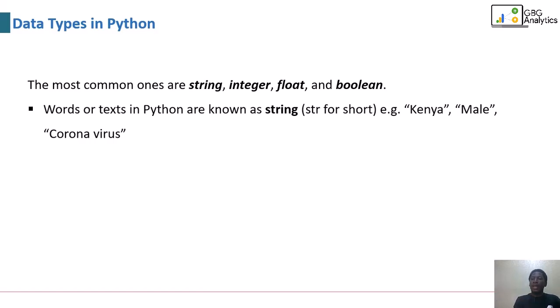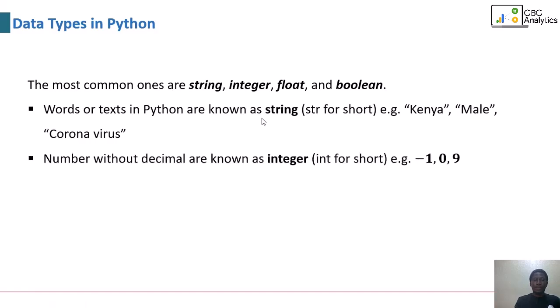So for example, here we have Kenya in quotation. For male, we also have it in quotation. For coronavirus, we have it in quotation. We also have another example: you can say America, for example. You have to put it in quotation. And this quotation can be a double quotation or a single quotation. That is what makes it a string data type in Python.